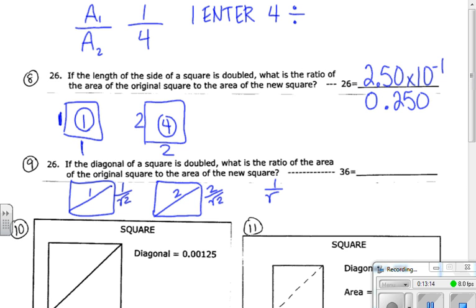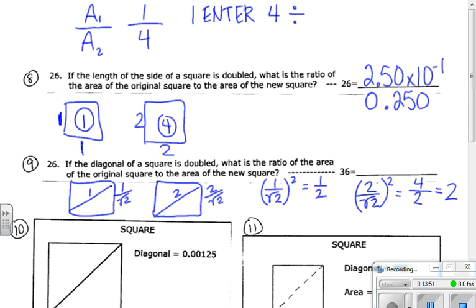So 1 over the square root of 2 squared, which is just 1 over 2. Because remember, square and square root are opposites. So if we're squaring the square root of 2, it's just 2. It's just like 7 times 3 divided by 3. It's just 7. Okay? In our new square, we have 2 over the square root of 2. And if we square that, 2 squared is 4. And then the square root of 2 squared is 2. And 4 divided by 2 is 2.